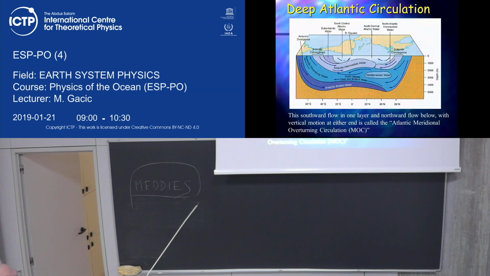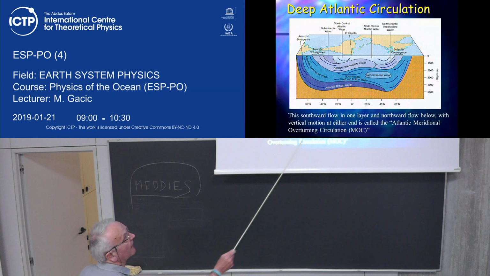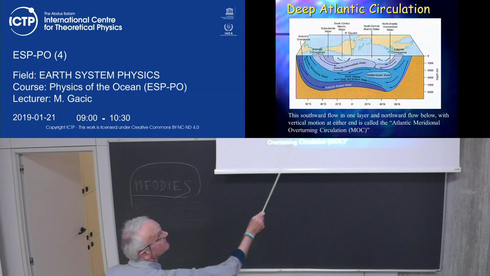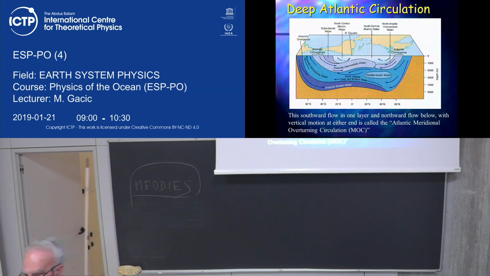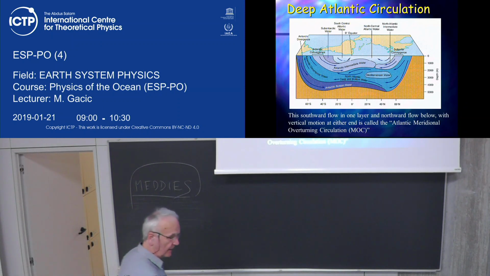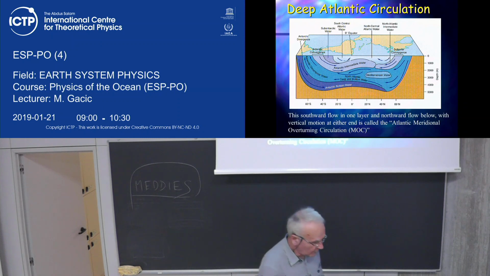And this is the Atlantic meridional overturning circulation, because it has this overturn, it has this surface to deeper layer mixing, and then this meridional overturning circulation. So this is the MOC.